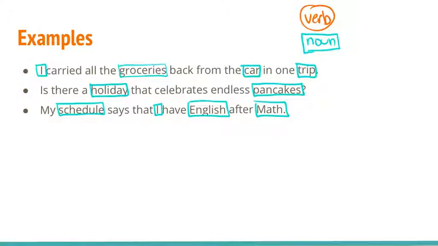So with our first sentence, I carried all the groceries back from the car in one trip. Now, what is the foundation of this sentence? What is this sentence relying on? What are we trying to do with this sentence? I'm trying to explain that I carried all of the groceries back from the car in one trip. That is our verb. That's an action.